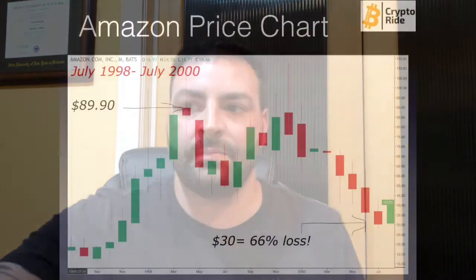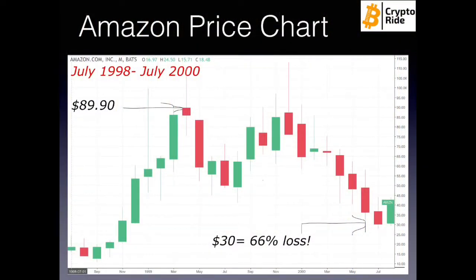But what I want you to understand in this video is that Bitcoin is not the only disruptive technology that experienced a lot of volatility in price during its early days. So right now, we're going to compare current day Bitcoin prices to Amazon in the 90s. This is the Amazon price chart from July 1998 to July 2000.